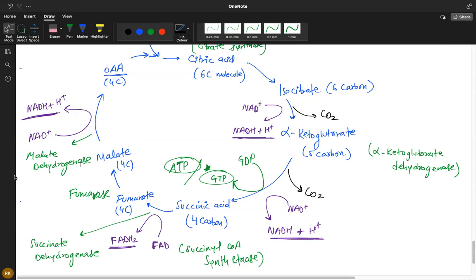Now let me pay attention. Let me use some highlighting to highlight something. What do you see here? NADH plus H plus. What do you see here? NADH plus H plus, correct? Let me also use blue. And what do you see here? FADH2, correct?